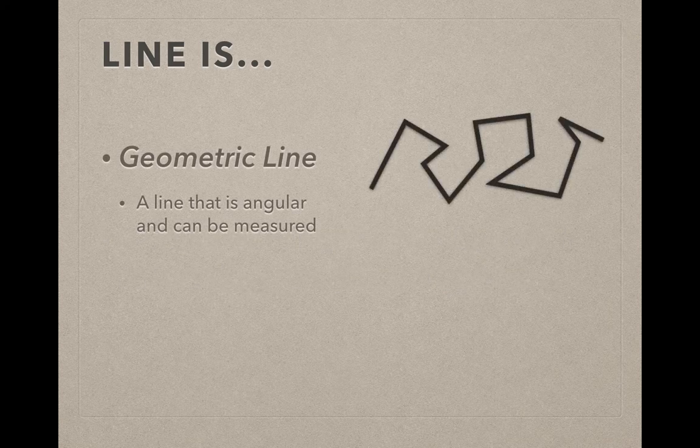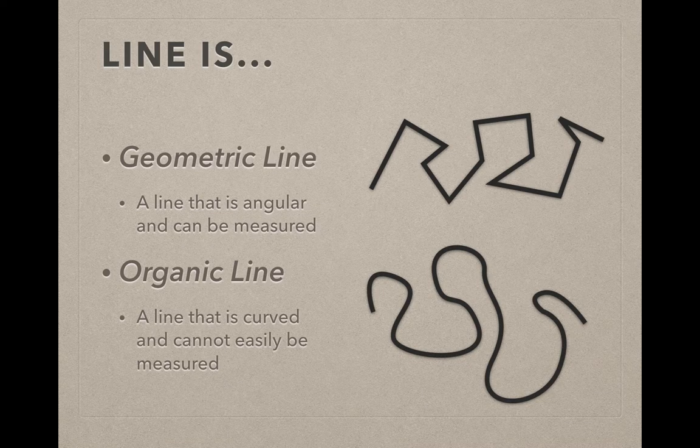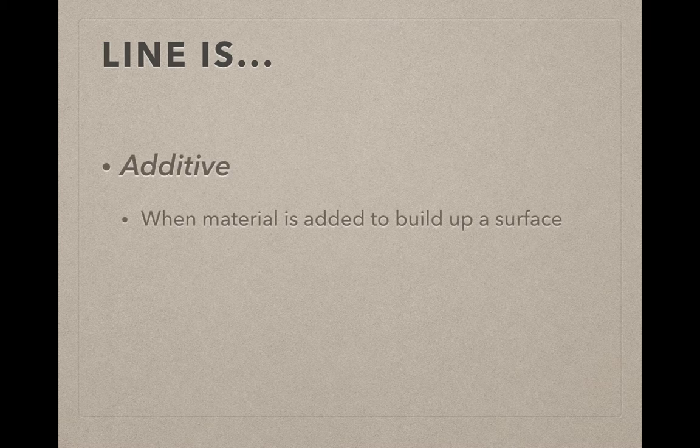We have geometric lines, which are sharp and angular. They can be measured. And we have organic lines. These are lines that are curvy and can't easily be measured, and you'll recognize that from shape and form. In sculpture, we also have the ability for things to have dimension to them. So we need to talk about additive and subtractive, which are ways of adding lines or taking away, removing lines on a surface.